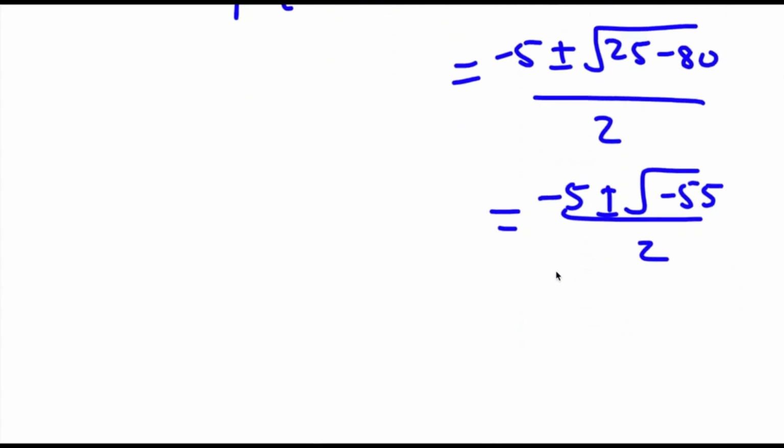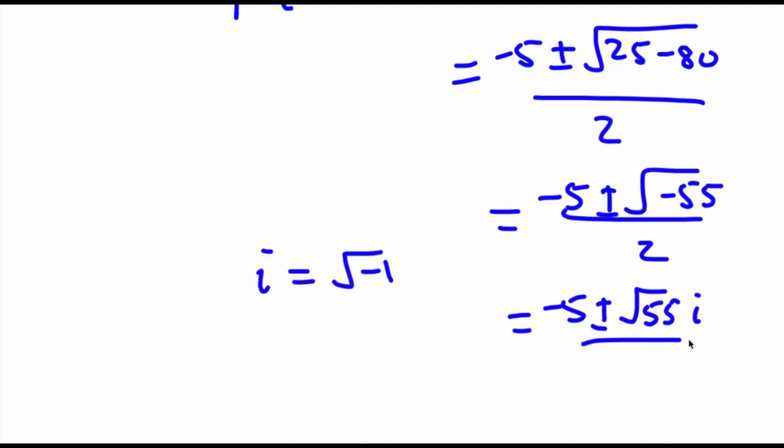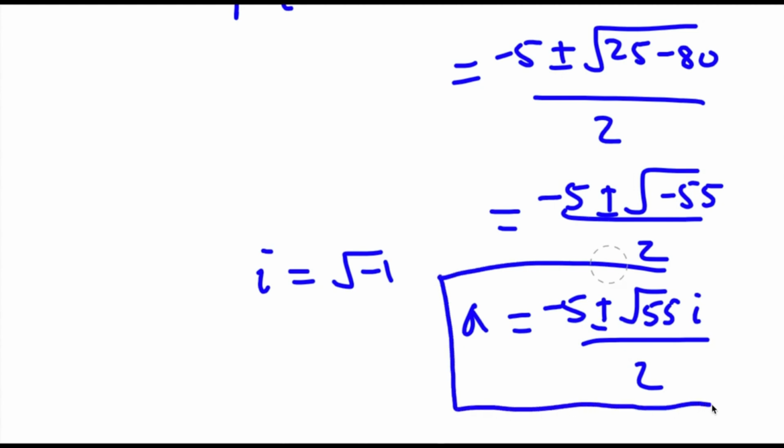Now, the square root of negative 55 can be written as the square root of 55 times i. And i is equal to the square root of negative 1. So I have this over 2, and these are two more solutions to this problem.